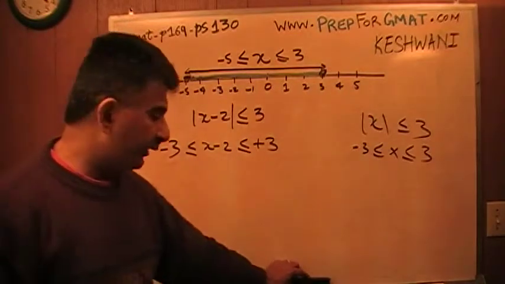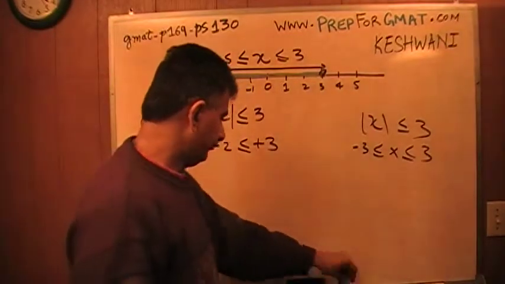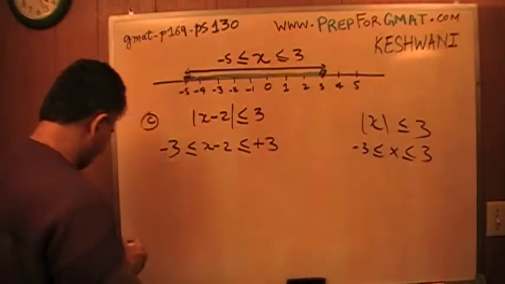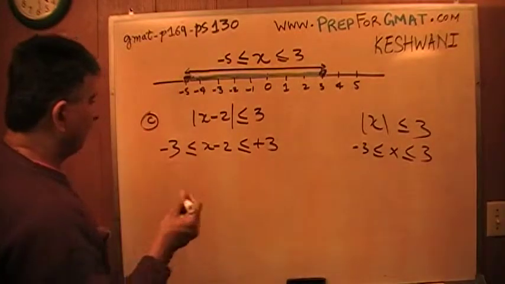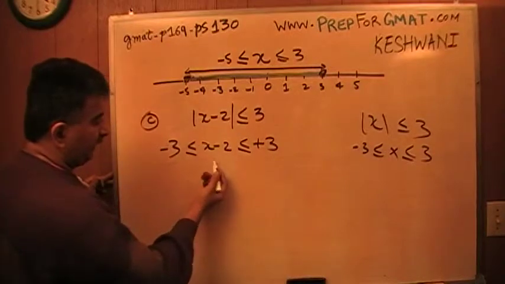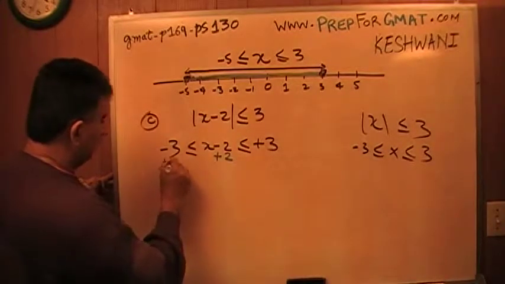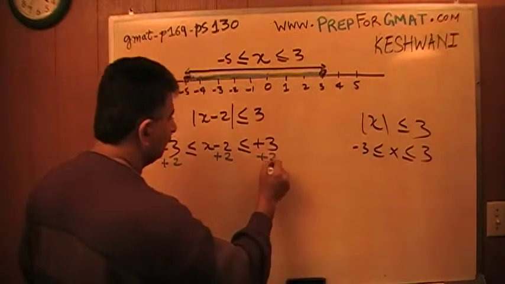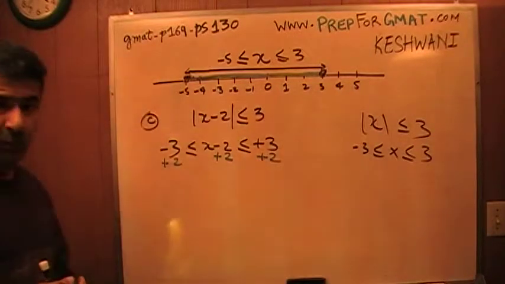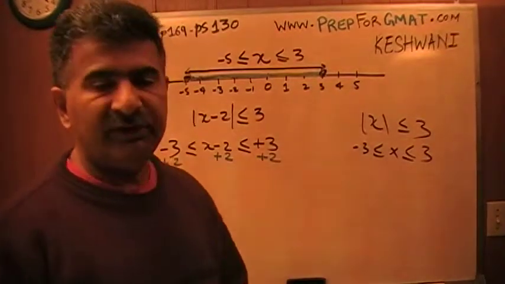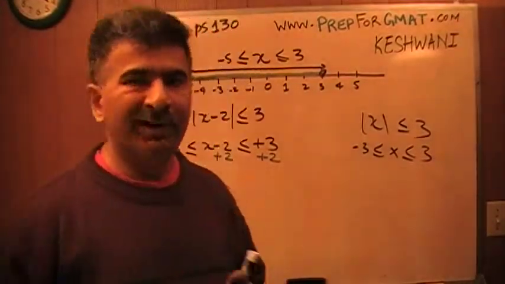And I'm just going to solve for x. Let's do it together. So how do I solve for x? I have to somehow get rid of -2 here. So I add +2 to every part. Solving for x in inequality is exactly the same as solving for the unknown in equality.